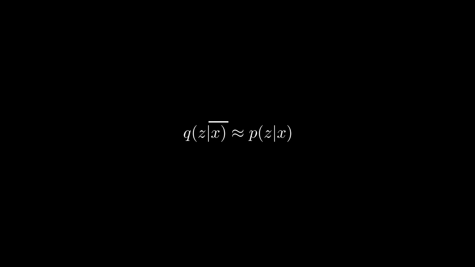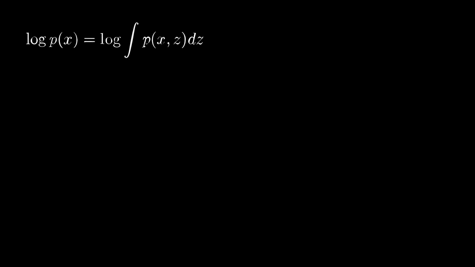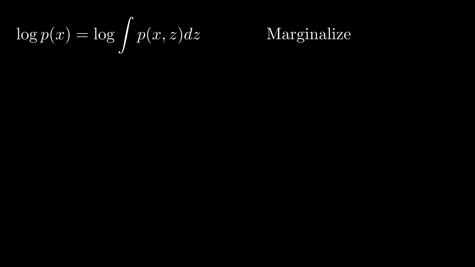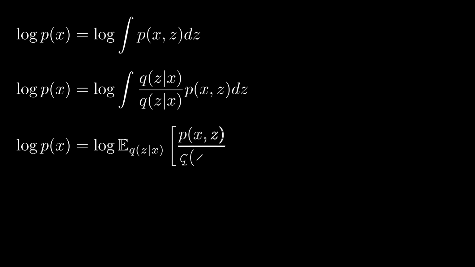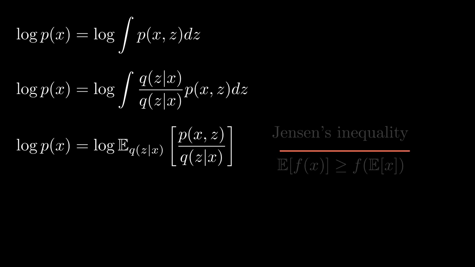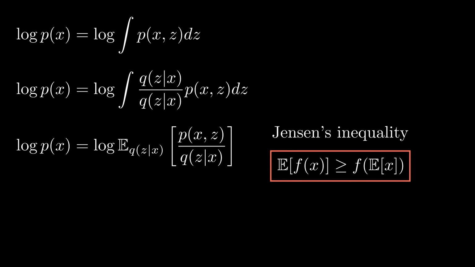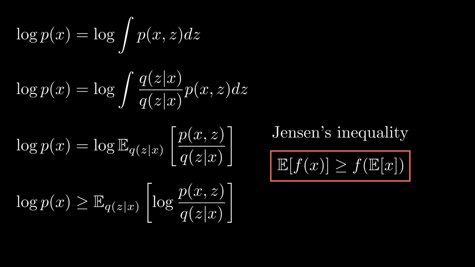So let's note Q of z given x the approximate posterior distribution. Our goal is to sample new data from the original data distribution, so we need to pick a sample x that maximizes this probability. Well, let's start by marginalizing the log density of the data distribution. We then introduce our approximate posterior using this simple trick. This allows us to rewrite our expression as the expectation of this ratio over our posterior. Now, because the log function is concave, we can apply Jensen's inequality, which gives us this final inequality where the log and expectation have been swapped.